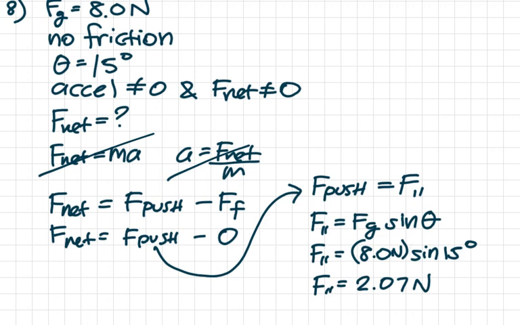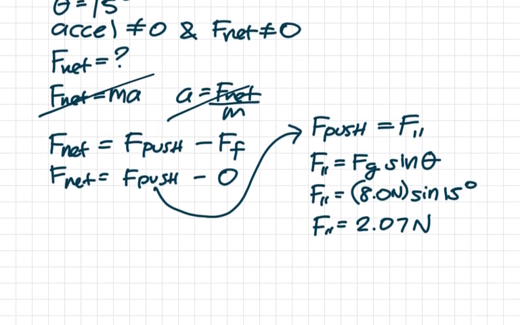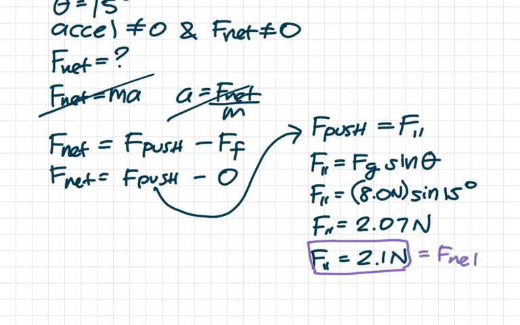And all of our numbers are to 2 sig figs, so that F parallel of 2.07 newtons will round out to 2.1 newtons, and that would be, oh, it's not multiple choice, that would be the answer. 2.1 newtons equals the net force. Awesome. Okay, thanks.